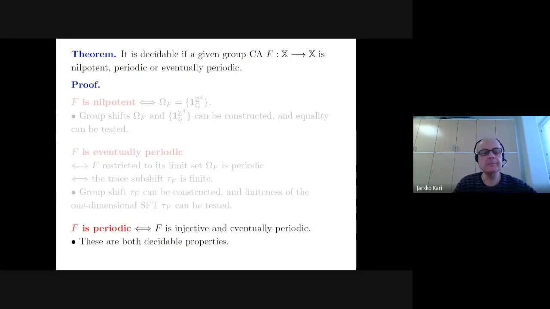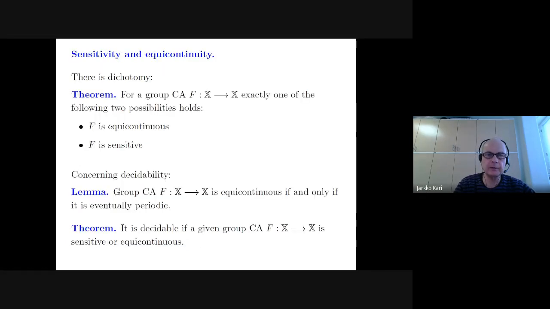Now periodicity: a cellular automaton is periodic if and only if it is reversible and eventually periodic. That's easy to see. And we have already seen algorithms for both of these properties: injectivity tested on my previous slide, and eventual periodicity up here. So we can test periodicity. You see, we have these three algorithms for nilpotency, eventual periodicity, and periodicity.